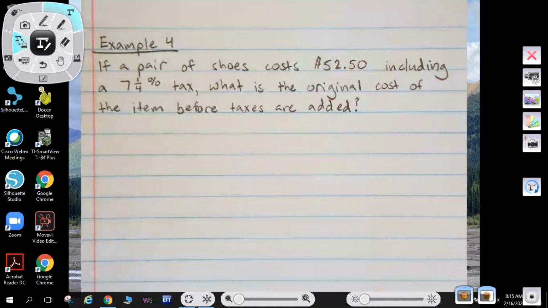All right, let's work this example. If a pair of shoes costs $52.50, including a 7.25% tax, what is the original cost of the item before taxes are added?